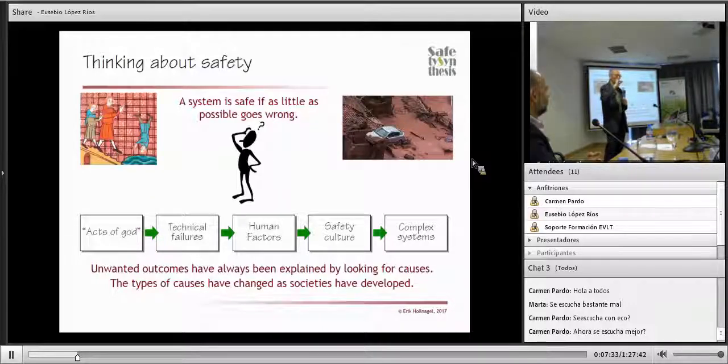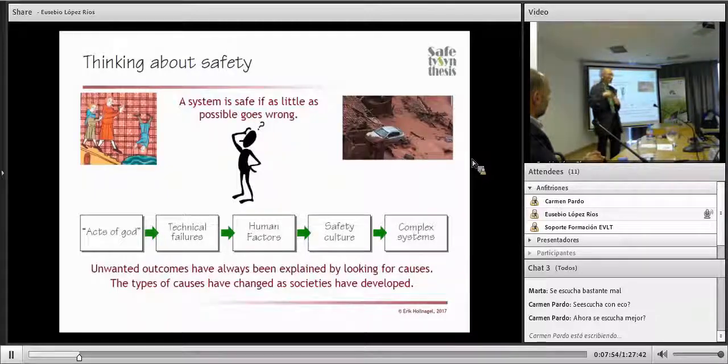So we try to find the failure, we try to find the cause, and we try to fix the cause. This worked very, very well through the 19th century and through a large part of the 20th century. But what happened was that all the time we started to build technological systems and machines and factories and so on that were more and more complicated.